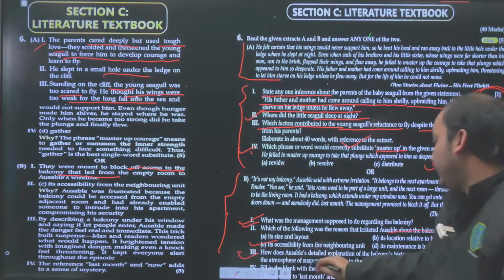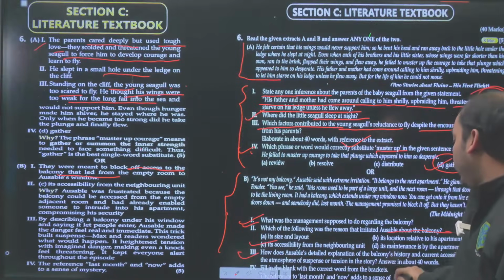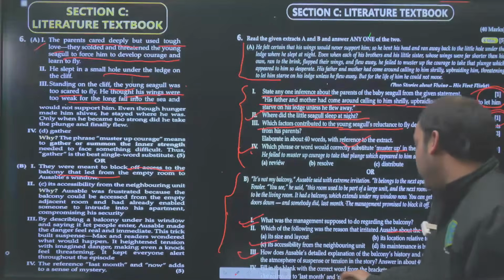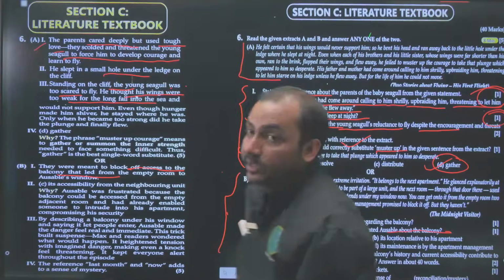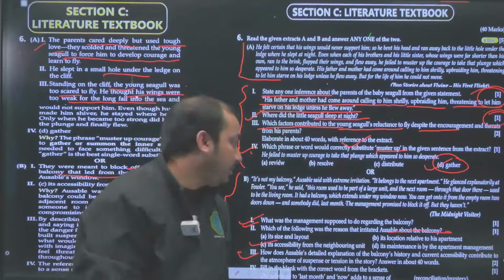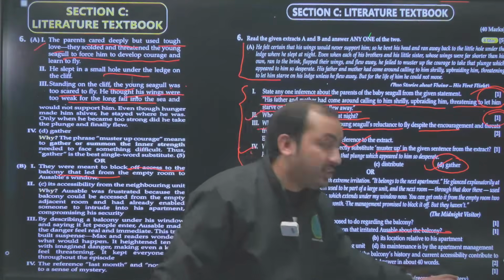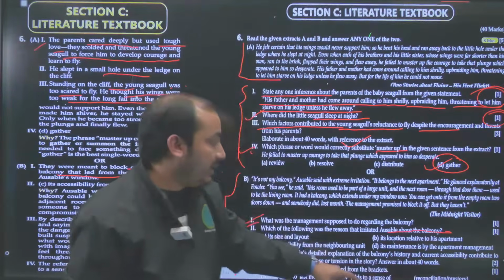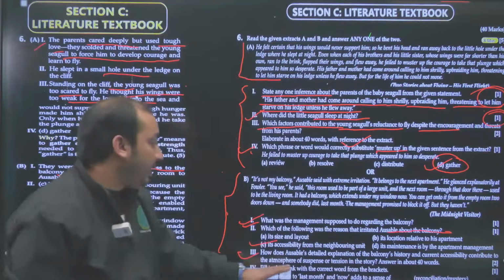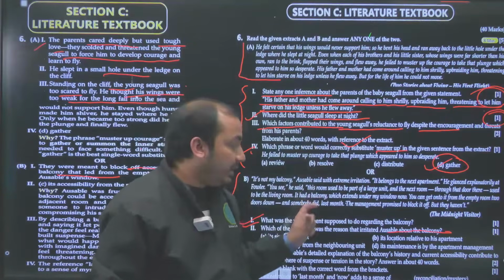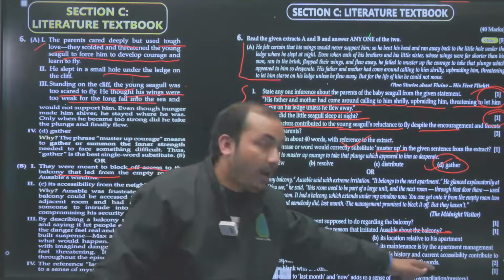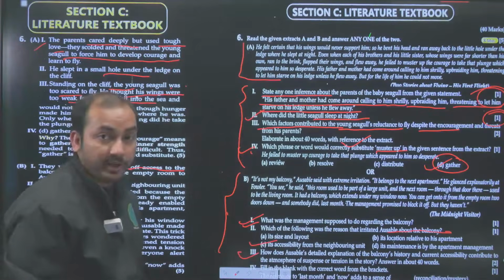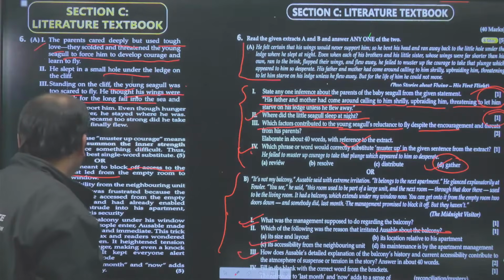And now the last question is, fill in the blanks with the correct word from the brackets. The reference to last month and now adds to the sense of reconciliation. Reconciliation means gathering, or reconciliation means merging again. Now here, last month and now, this creates suspense, this creates mystery. So the correct option for this question is mystery. Mystery is the right choice and right answer for this part.